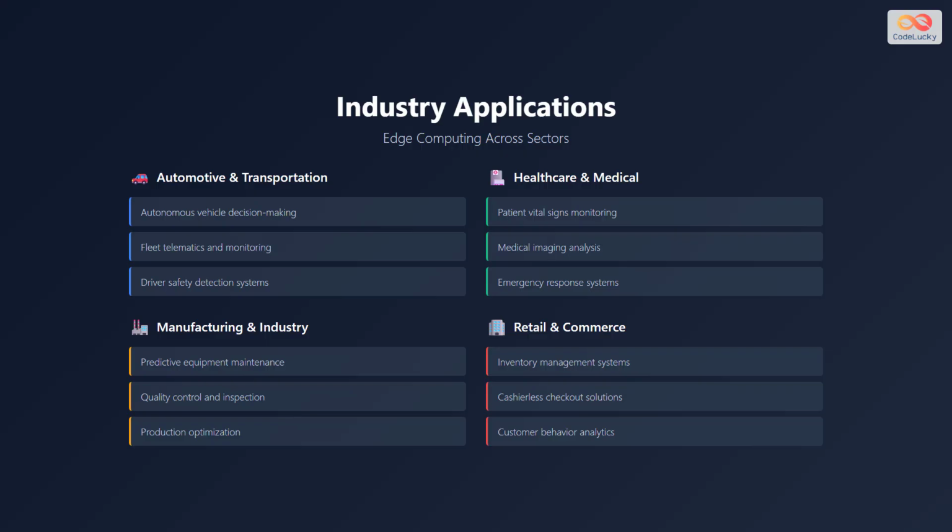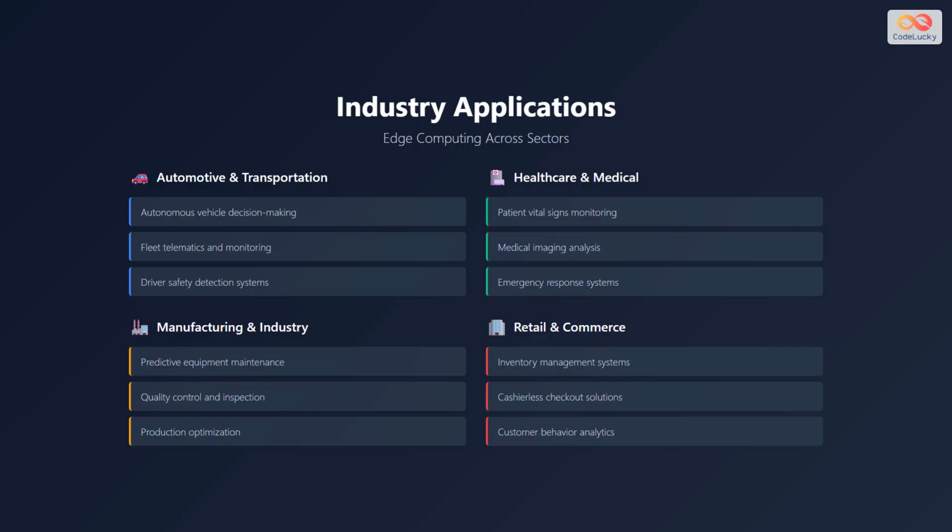Edge computing is transforming multiple industries with practical applications. In automotive and transportation, we have autonomous vehicle decision-making happening in real time, fleet monitoring systems tracking vehicles, and driver safety detection systems that respond instantly to threats. In healthcare and medical applications, we see patient vital signs being monitored continuously, medical imaging being analyzed on-site, and emergency response systems that act immediately.